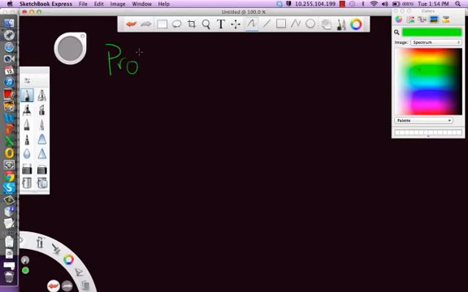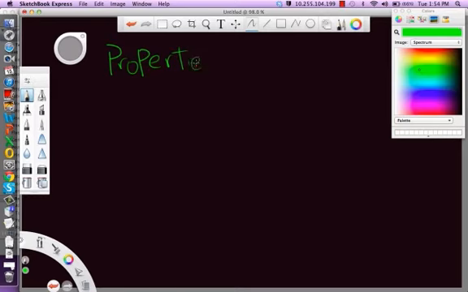Properties of exponents. And bear with me as I'm becoming more proficient in using this.